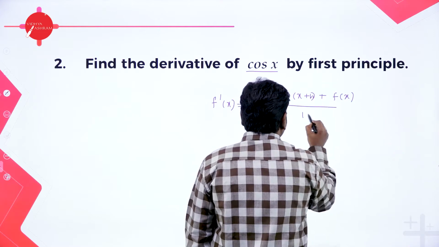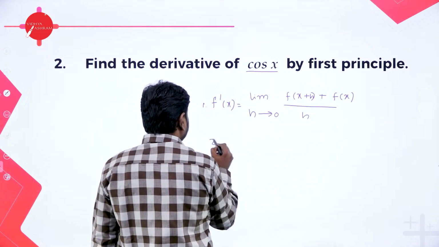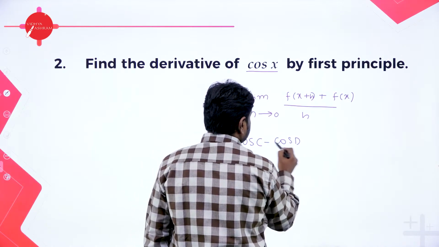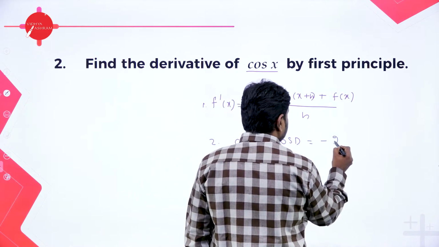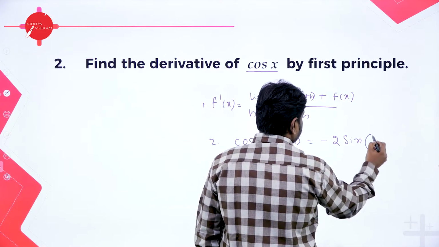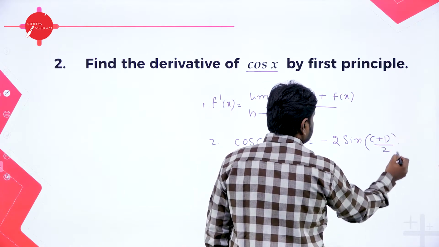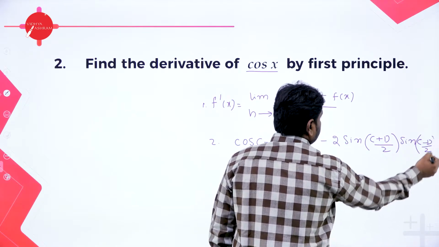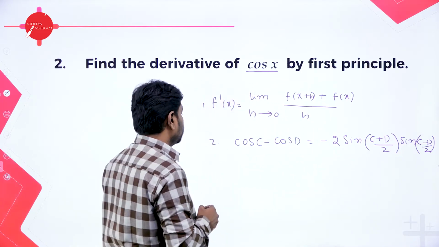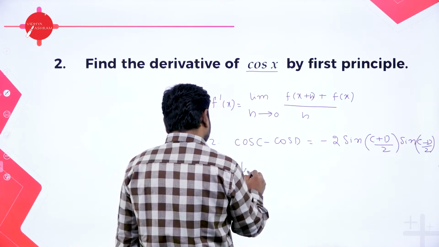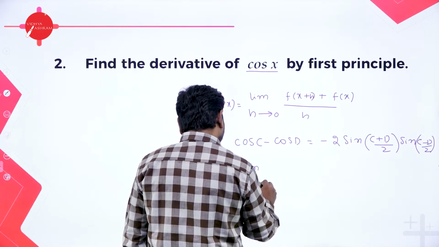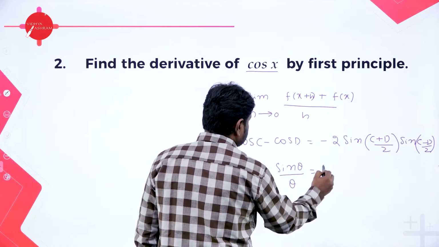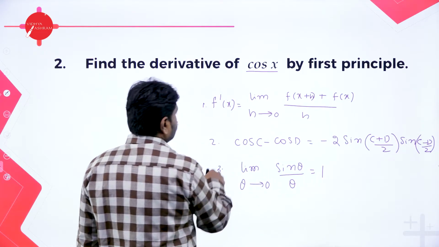The second important thing you should know: cos c minus cos d. What is cos c minus cos d? Cos c minus cos d is minus 2 sin (c plus d by 2) into sin (c minus d by 2). Both will be sin terms only. And the third thing, the sandwich theorem: limit theta tends to 0 of sin theta by theta is 1, or limit x tends to 0 of sin x by x is 1. So these are the three basics you should know.